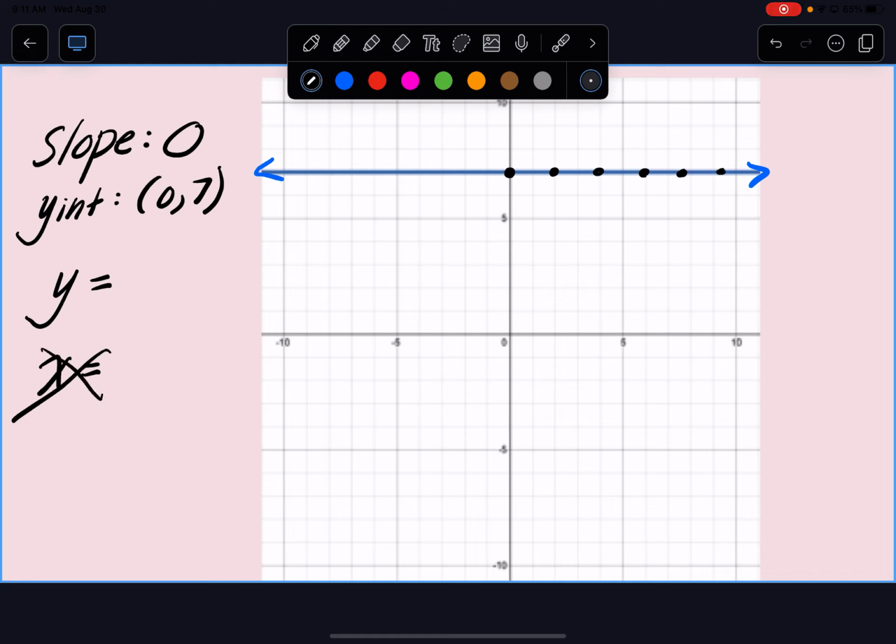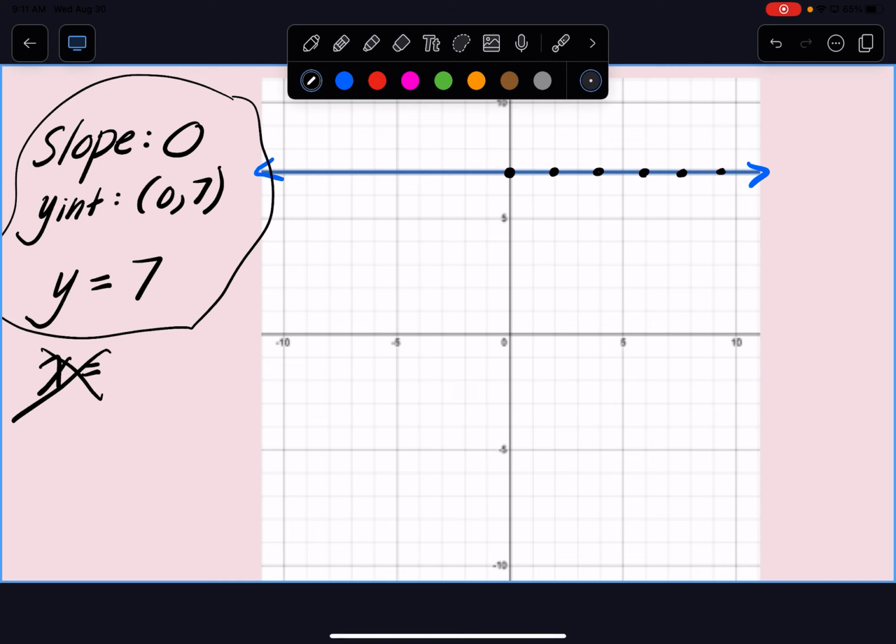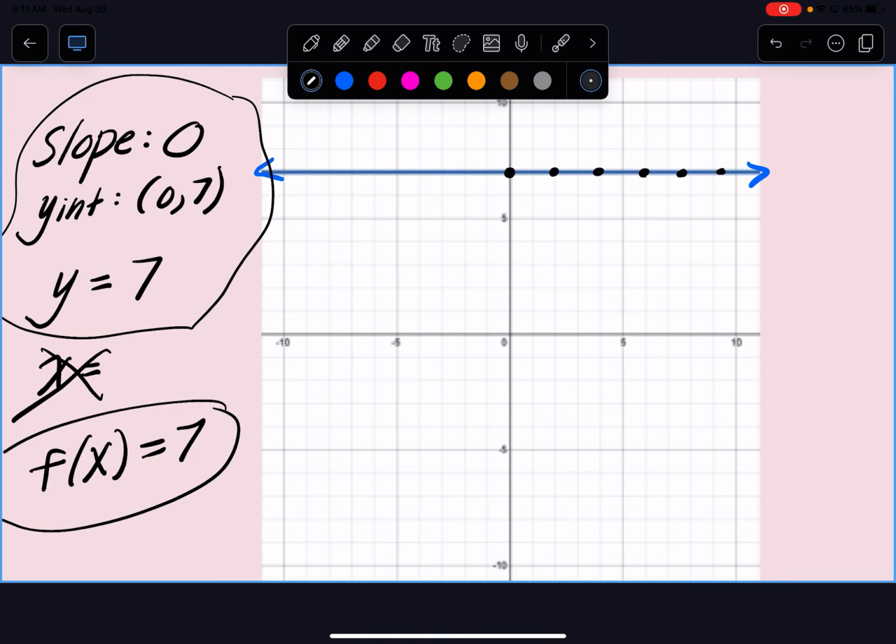So what is y? Always equal to 7. That would be our answer for the equation. Now, obviously, y is the same thing as f of x, so you could also say f of x equals 7. That's the same answer as y equals 7.